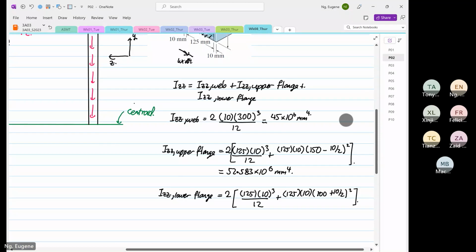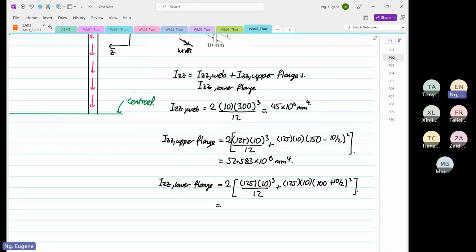Okay. So this will be equal to 100 plus 10 divided by 2 squared, that's 125 times 10 plus 125 times 10 power 3 divided by 12 times 2, which is equal to 27.583 times 10 to the power 6 millimeter 4. Let me do it.